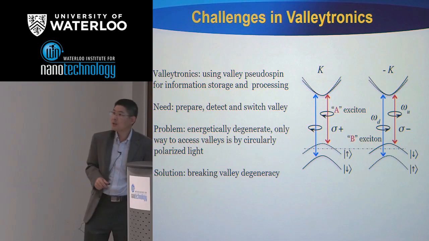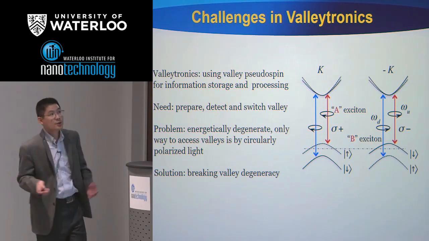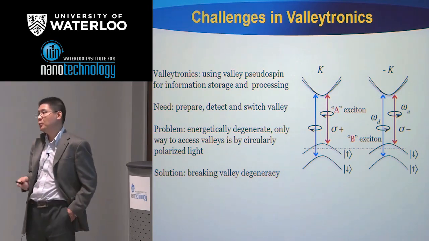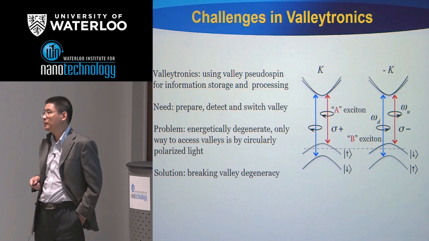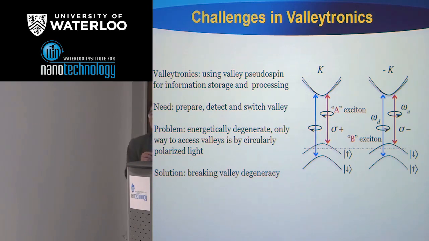Now that, of course, is not good for device integration, right? So for a high density array of devices, you would like to use electric control. To realize this electric control, the first step you need to do is to break this valley degeneracy. How do you do that?